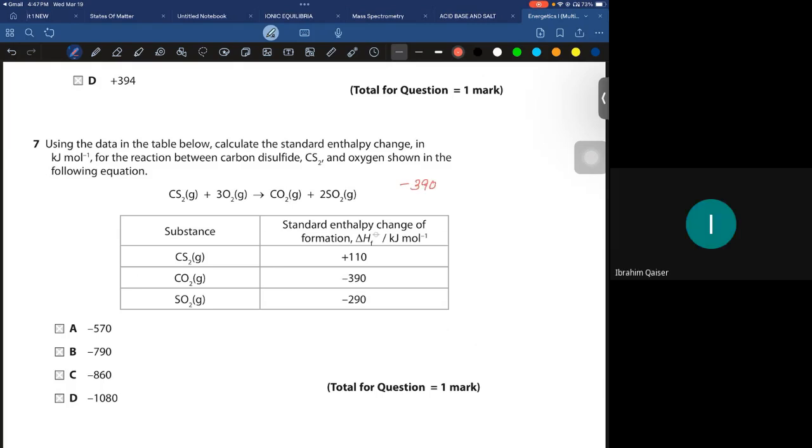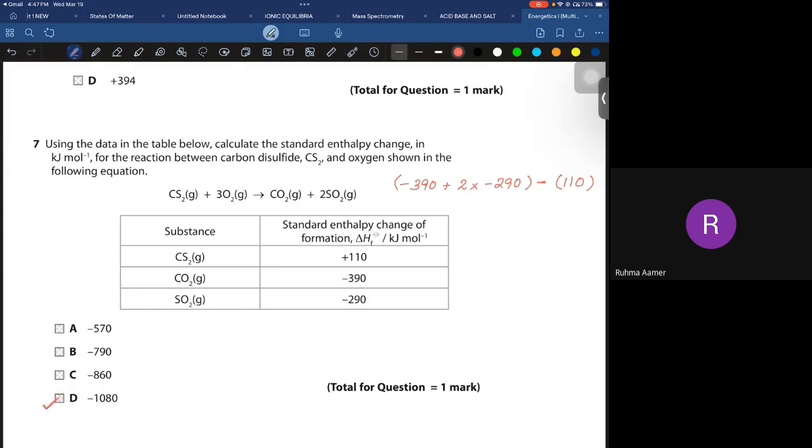I got 390 into 2 into sulfur dioxide, which is minus 290. This is product minus reactant, that is CS2 110. Of course, oxygen is the diatomic element, I'm taking it as 0. So, what's the answer? Yes, D. Yeah, D for doctor is correct.